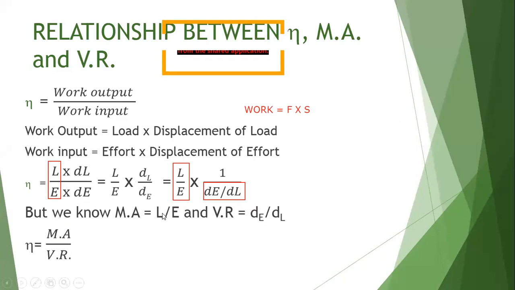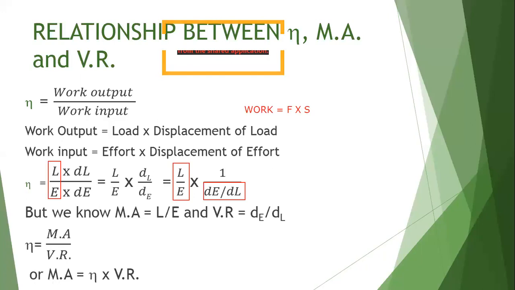Why? Because MA is load upon effort. So instead of this term, I have used MA, and for this term, I use VR. So this is my VR and this is my MA. So I get efficiency is equal to MA upon VR. I have purposely taken the reciprocal of it and my efficiency is coming out to be MA upon VR, or we have MA is equal to efficiency into VR. So this is the relation between efficiency, MA and VR.